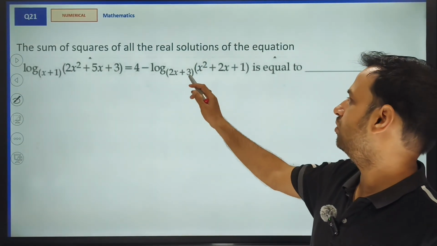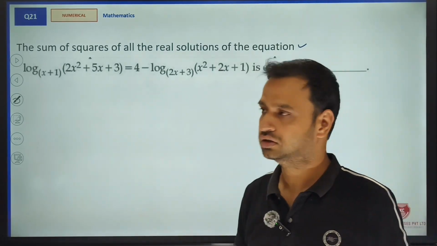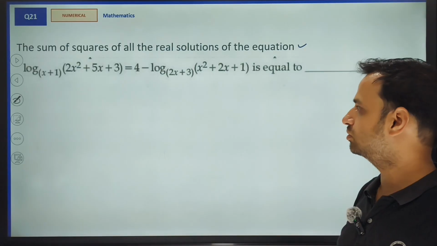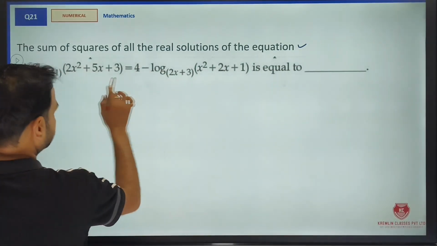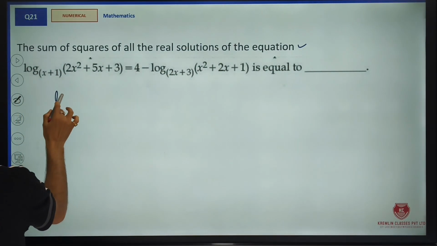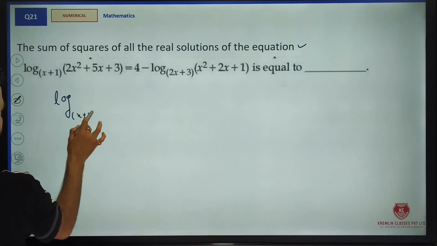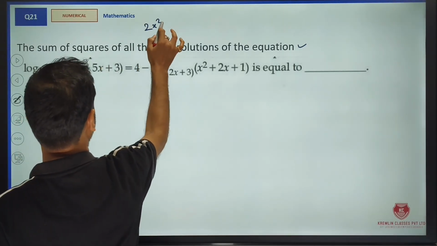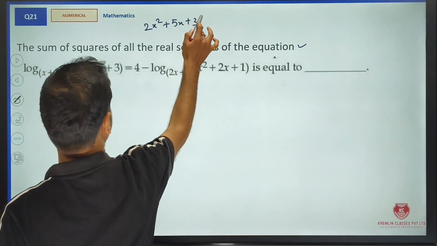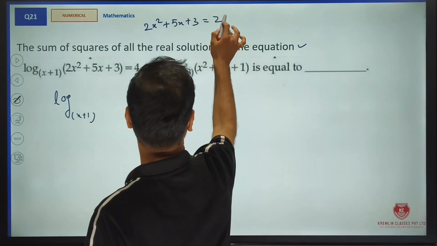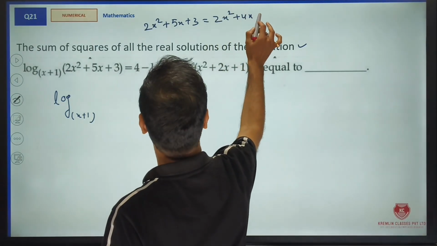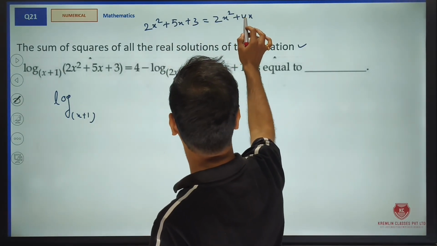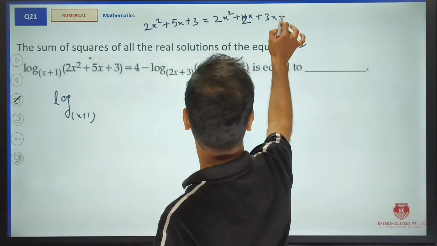Yeah, we are asked for the sum of the squares of all the real solutions of this equation. So we can see the equation. We have to factorize it first. Log of x plus 1, the factorization of this will be given by, we can factorize it here, 2x square plus 5x plus 3, for our convenience. 2x square plus 4x, this is 3 to the 6, means this should be 2x plus 3x plus 3.